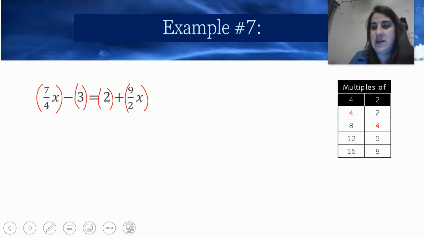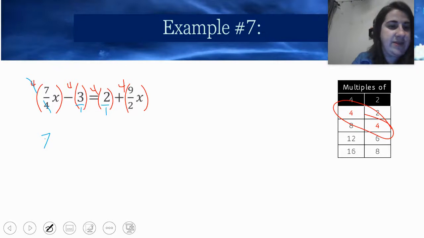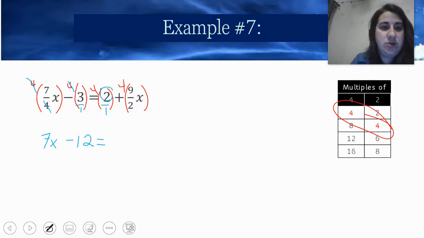So I drew my parentheses. I found my common denominator of 4. We're going to put it over all of these whole numbers over 1. Okay? And then I'm going to go ahead and divide. So 4 divided by 4 is 1 times 7 gives me 7x. 4 divided by 1 is 4, so 4 times 3 is 12. Just bringing down those signs. 4 divided by 1 is 4 times 2 is 8. And then 4 divided by 2 is 2 times 9 is 18.